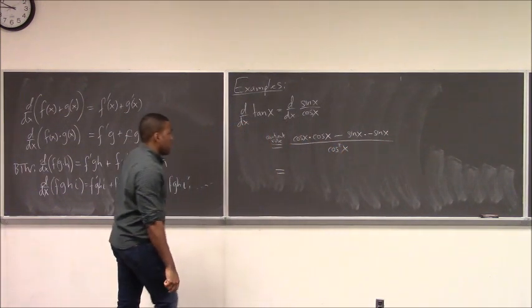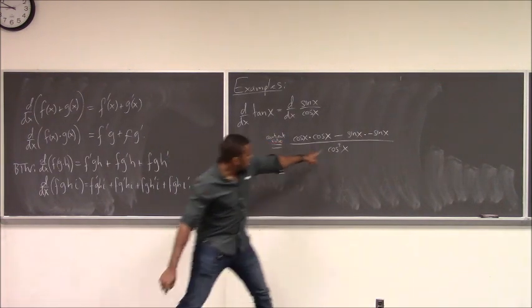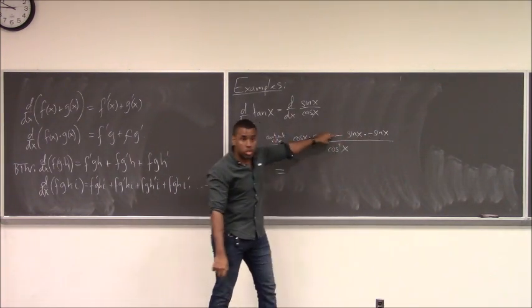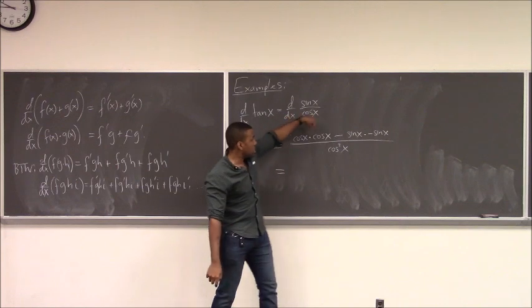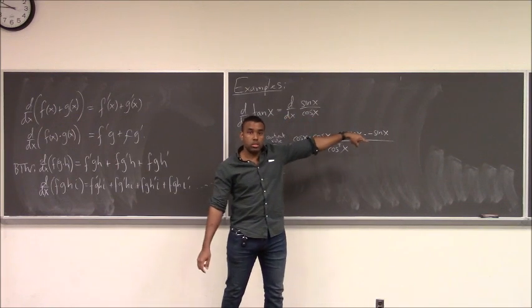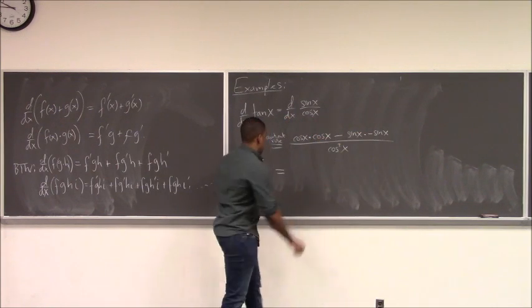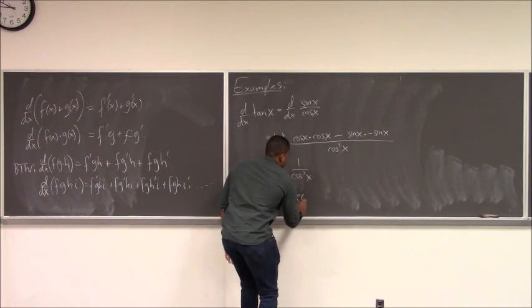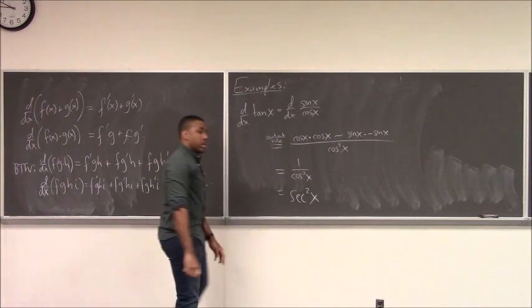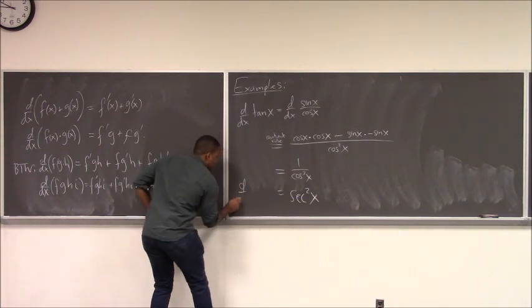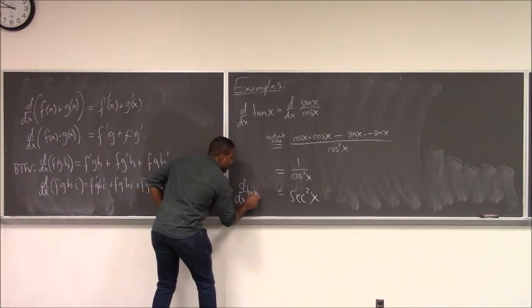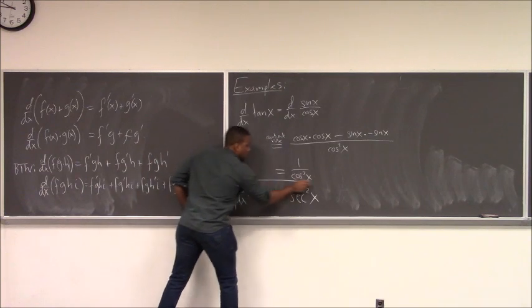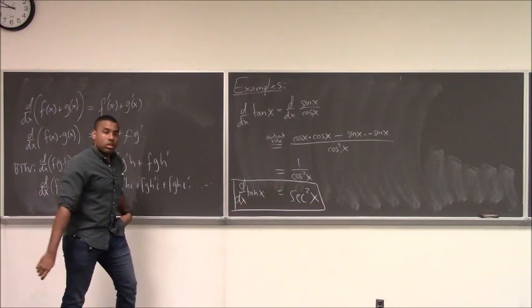Now this we can simplify. This will give us cosine squared. Here there's a minus and a minus that will turn that into a plus. So on the top we'd have cosine squared plus sine squared, which is 1. So we get 1 over cosine squared, which as you might recall is secant squared of x. So that tells us that the derivative of the tangent function is secant squared of x.